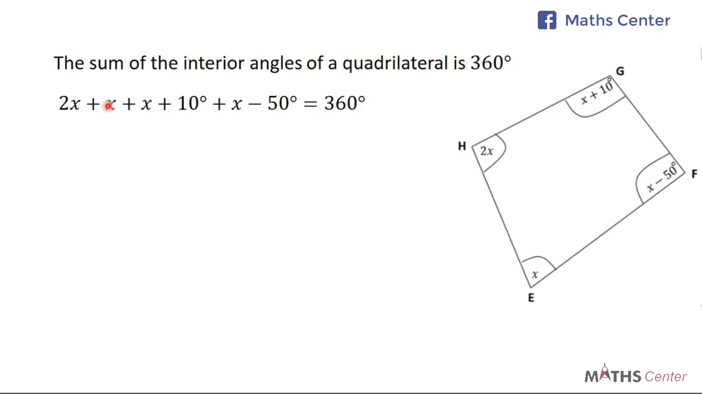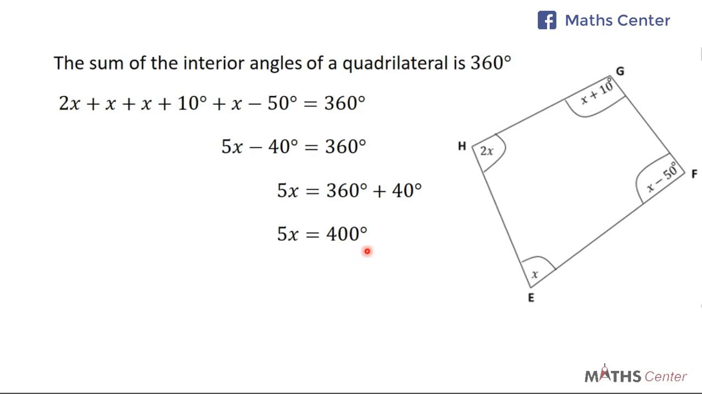So 2S plus S plus S plus S will give us 5S. 10 degrees minus 50 degrees will give us minus 40 degrees. Then we equate this to 360 degrees. So we are going to get 5S is equal to 360 plus 40 degrees. So 5S will equal 400 degrees. We divide both sides by 5 and we are getting S to be 80 degrees. So we have S to be 80 degrees.